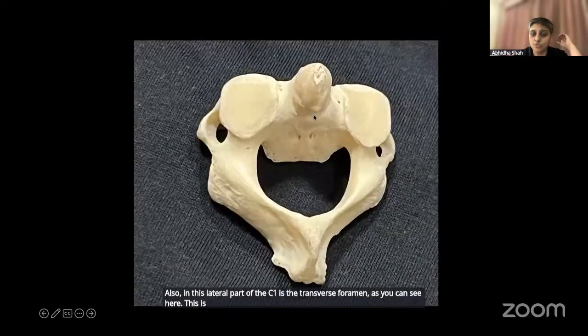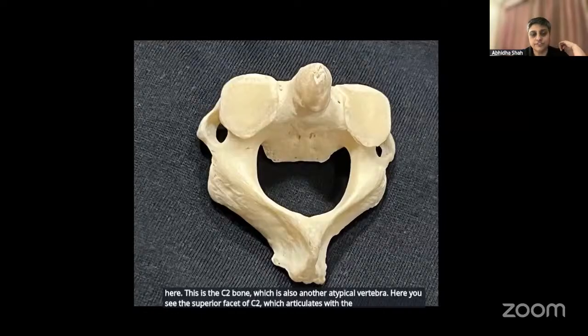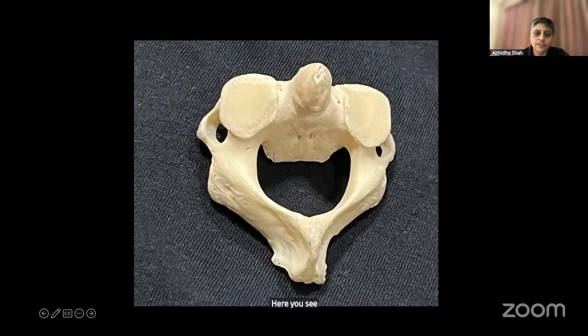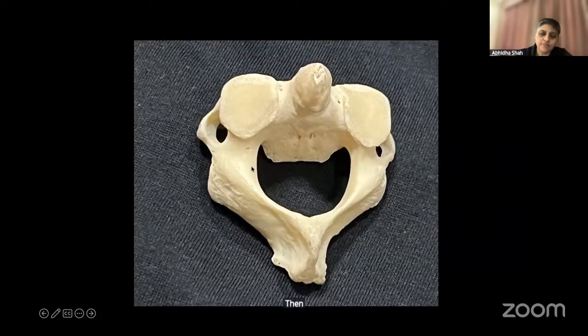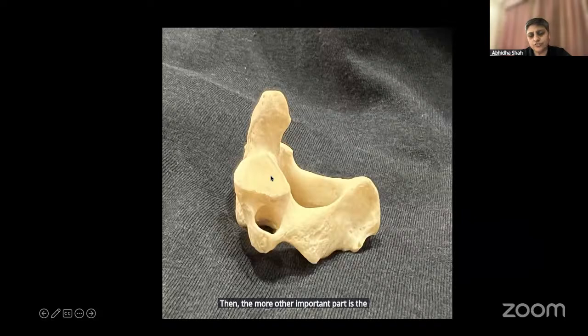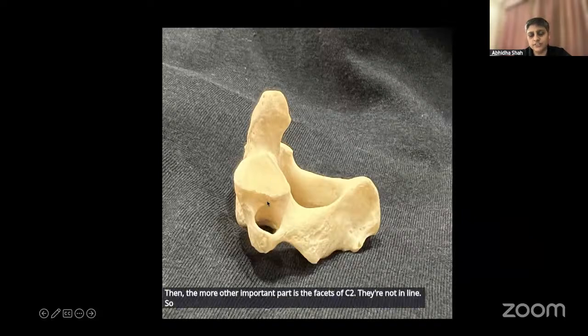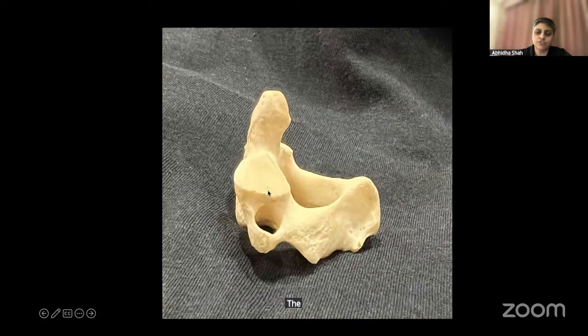This is the C2 bone, which is also an atypical vertebra. Here you see the superior facet of C2, which articulates with the inferior facet of C1. The foramen transversarium is practically in the superior articular facet of C2, so sometimes there can be a high-riding vertebral artery. Another important part is the facets of C2. They are not in line. In the subaxial spine, the facets of the cervical vertebrae sit on each other, but in C2, they are anterior-posterior.